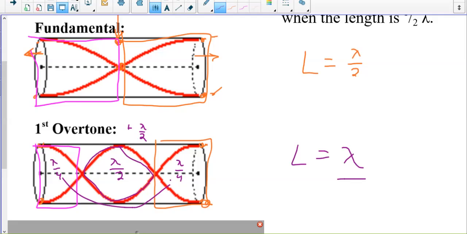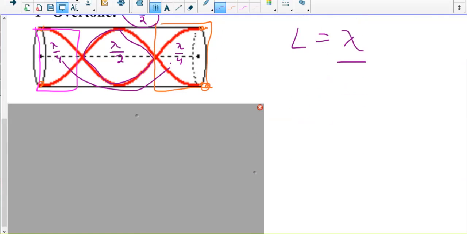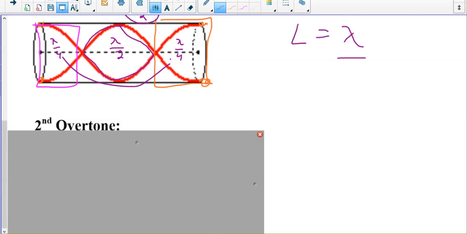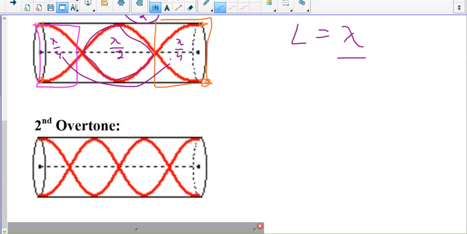So just like the string instrument, when you went from the fundamental to the first overtone, you added on half a wavelength. Again, just like the string instrument, when you go to the second overtone, you're adding on yet another half a wavelength. So now you've got 2 loops in the center. Right, you got a loop there, you got a loop there. I can't draw to save my life. So now you have 2 half wavelengths in the center.